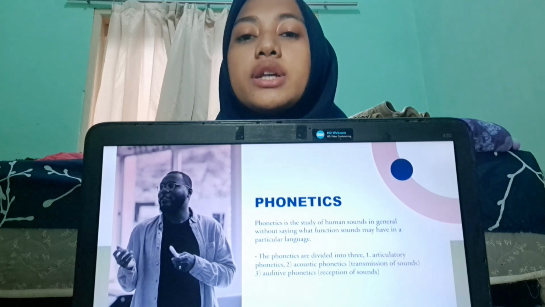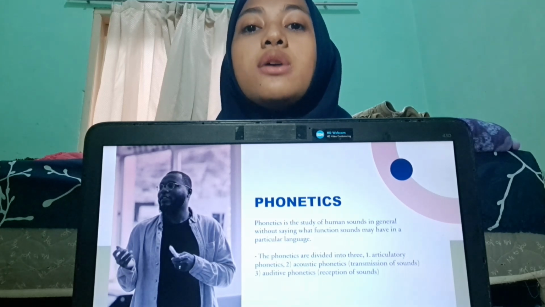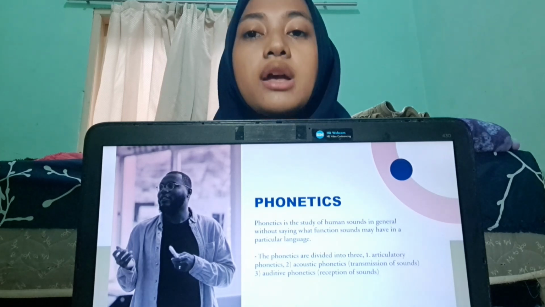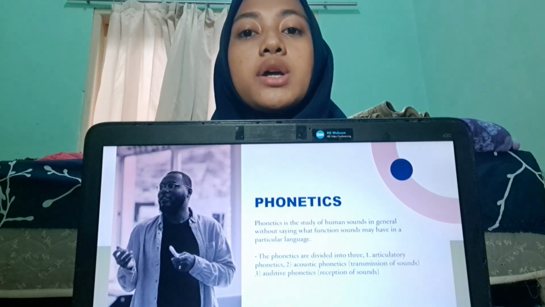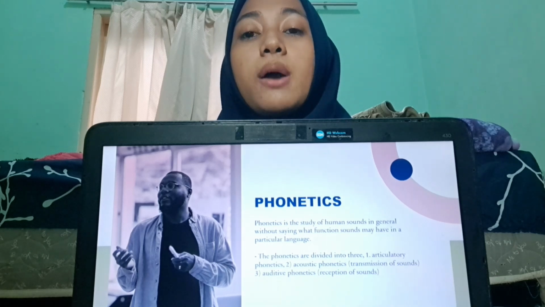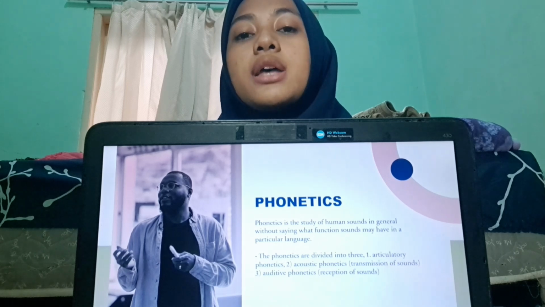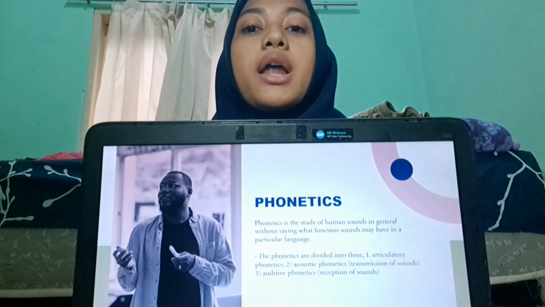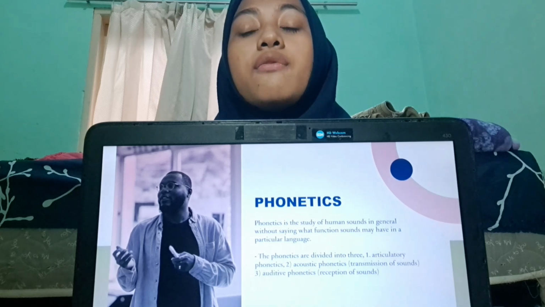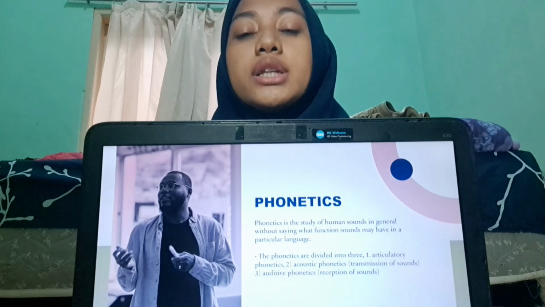Next will be phonetics. Phonetics is the study of human sound in general, without saying what function the sound may have in a particular language. There are three different types of phonetics. The first one is articulatory phonetics, which studies how speech sounds are produced by the human vocal apparatus, like the tongue, lips, and vocal cords. For example, the sound P is produced by closing the lips and releasing a burst of air. And the second one is acoustic phonetics.